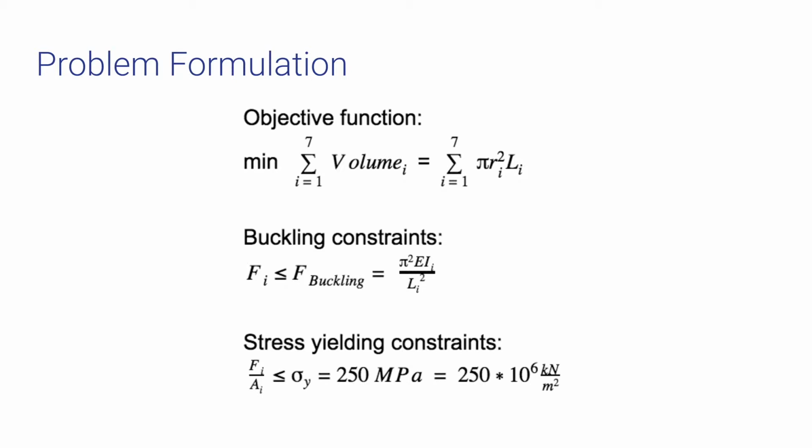The objective function to be minimized is the sum of the volume of each member supporting the structure. The buckling constraint is included, and for each beam, this value should be less than the value that causes the beam to buckle and fail. As for the yielding constraint, each beam's value should be less than 250 megapascals to ensure safety and stability.